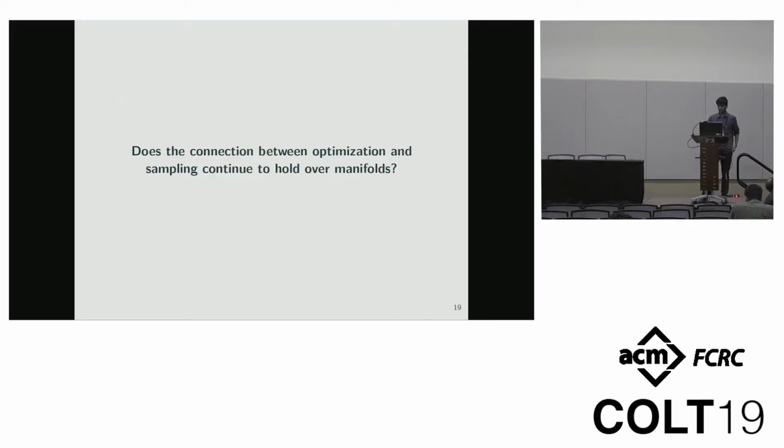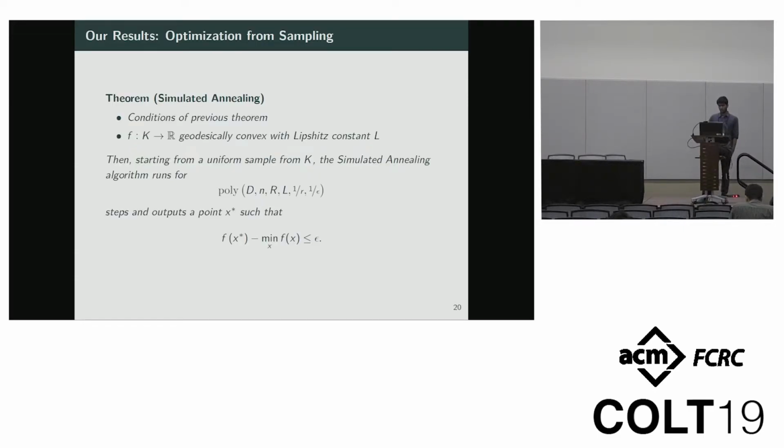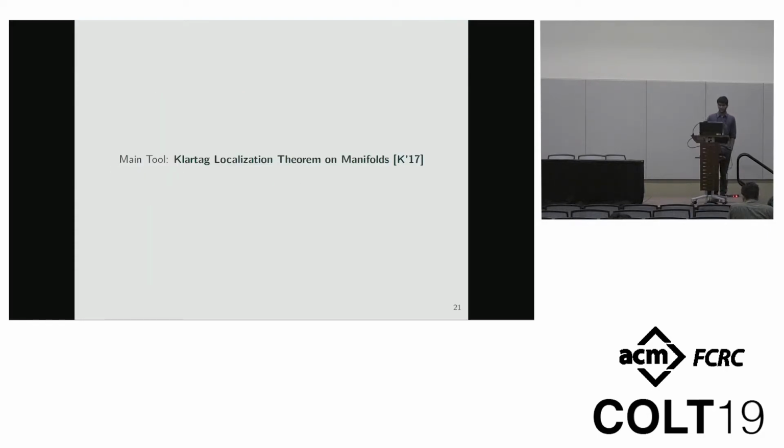Okay, so the second question was, does the connection between optimization and sampling continue to hold over manifolds? And again, the algorithm of our interest is simulated annealing. And we show that, with all the conditions of the previous theorem intact, and if you have a Lipschitz continuous geodesically convex function, starting from a uniform sample from K, the simulated annealing algorithm runs for polynomial time and outputs an epsilon minimizer.